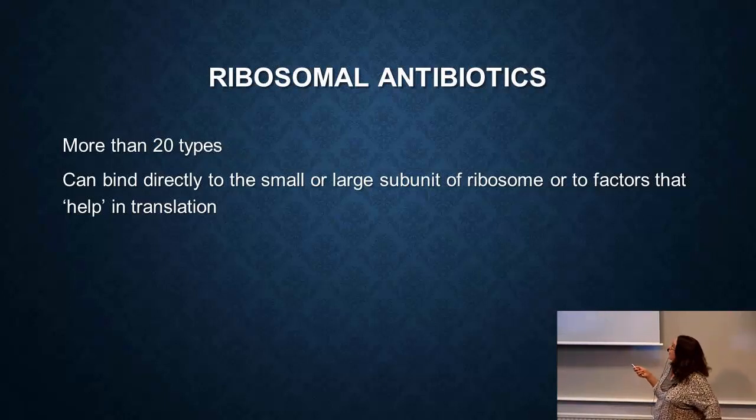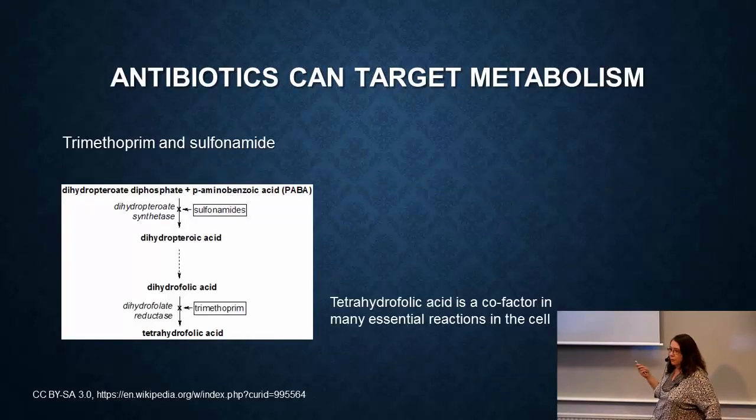There are other antibiotics that can affect metabolism. In particular, there's one type which is actually used as a combination drug, which is trimethoprim and sulfonamide. These two antibiotics affect the same pathway in the cell, which is processing PABA, P-aminobenzoic acid, through to tetrahydrofolic acid. And this is essential for many reactions in the cell. They use this folic acid for many different things in the cell. So this will cause the cell not to grow if you add these two. And it inhibits, as I should say, two steps in the pathway.